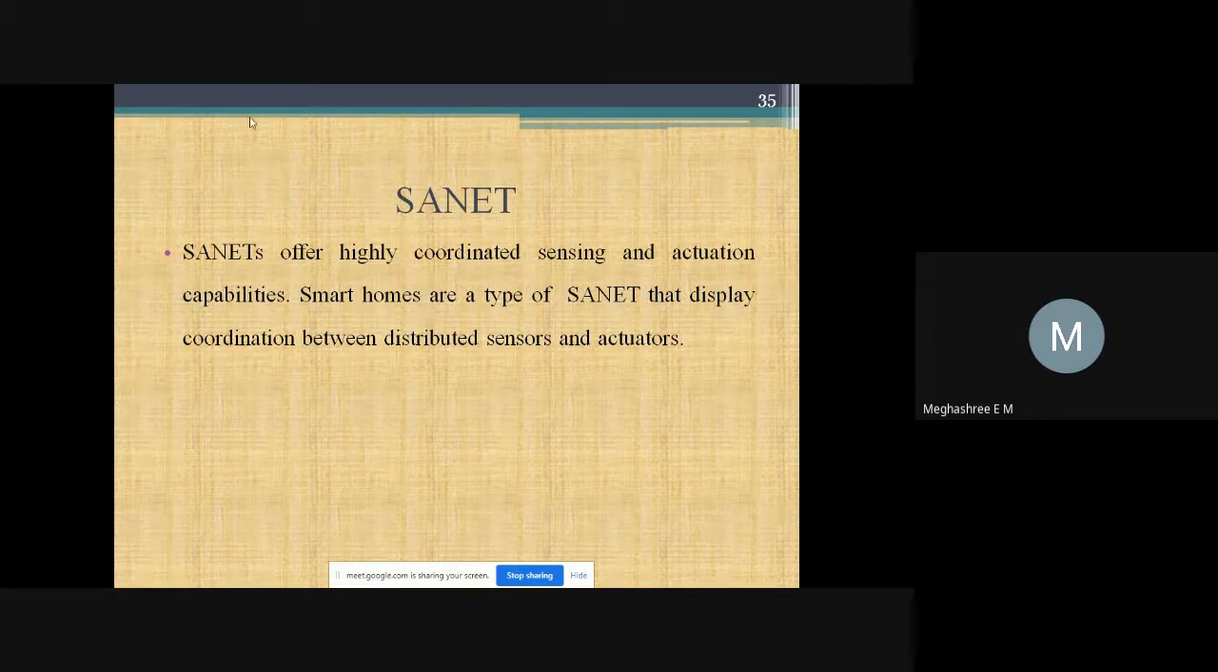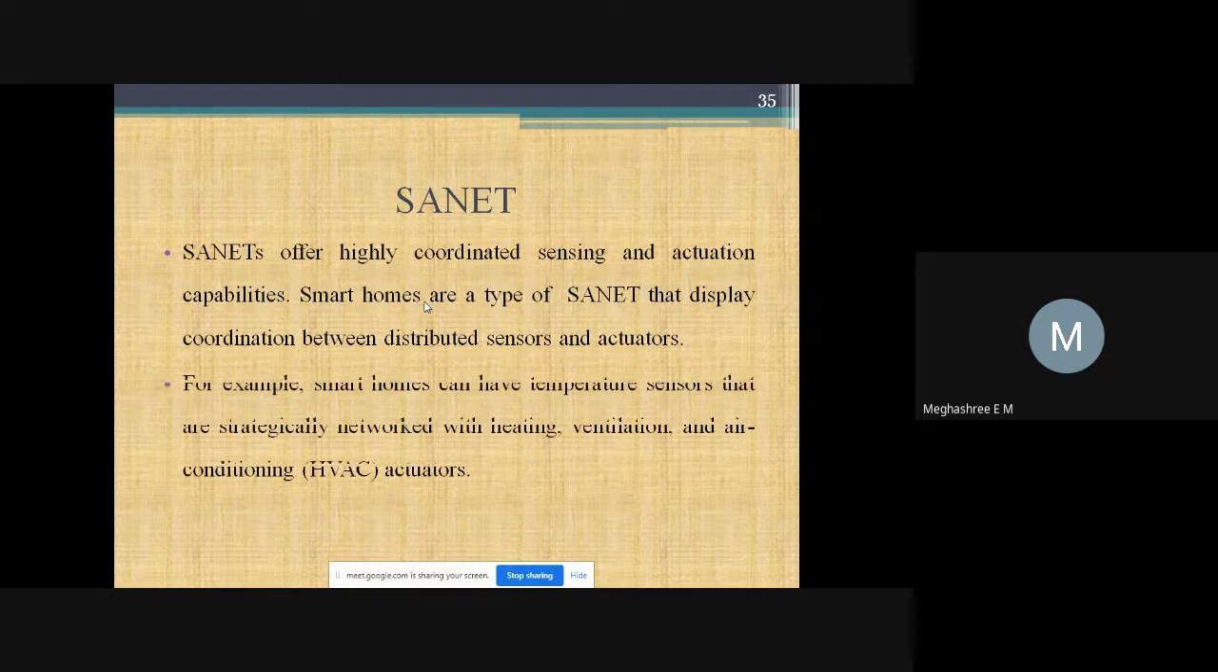So you can see here SANET has coordinated sensing and actuation capabilities. Smart homes are a type of SANET that display coordination between the distributed sensors and the actuators. This is one example of a sensors actuators network. In short, you can call it SANET. So an example is a smart home.